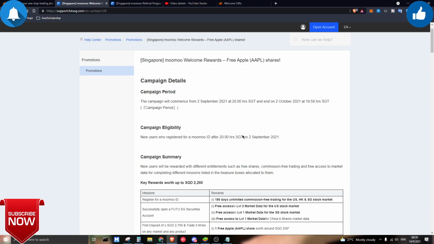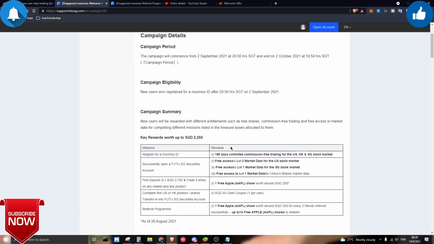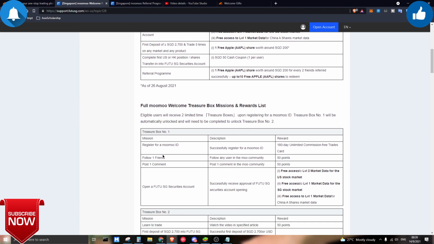So if you have watched the video and have not signed up for an account, and you want to sign up today, you are eligible to get this one free Apple stock just by signing up. And of course there are some terms and conditions, so we're going to scroll down over here.